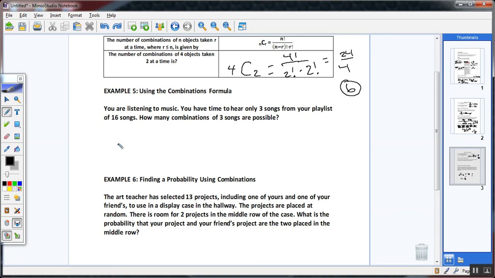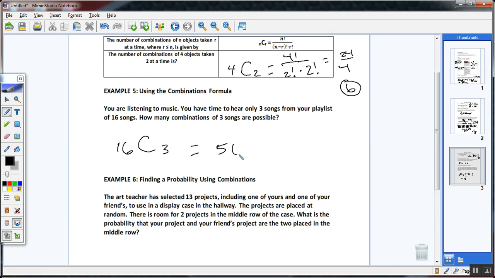So how are you going to write this, kids? 16C3. It said combinations, so it doesn't matter which order you hear them as long as you hear all 3 songs, right? So it says 16 songs. How many different ways can you hear 3 of those songs? 560 ways.